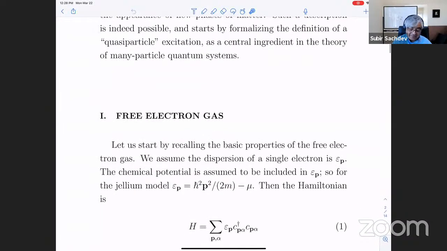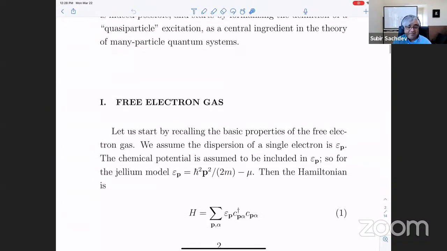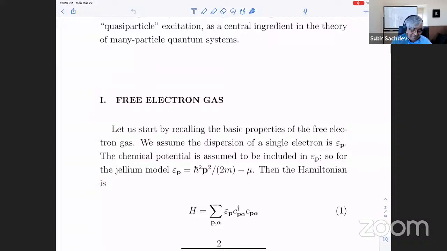Okay, so first let's just recall some basic properties of the free electron gas. So suppose I have free electrons. In general, I try to keep this as general as possible. They don't have to be moving in a uniform positive background, the Jellium model. So in the Jellium model, the dispersion would be this. But let's imagine there's some general E of P for free electrons. Could be any function of P.